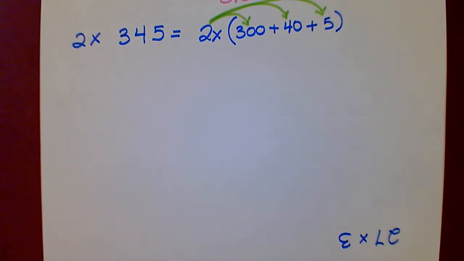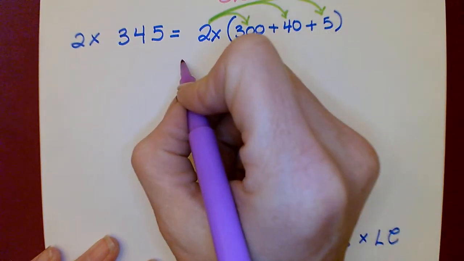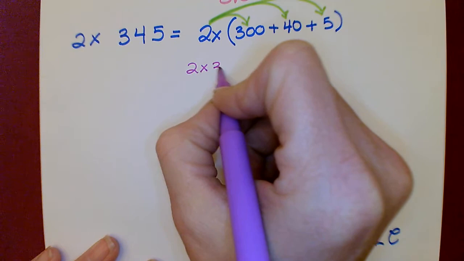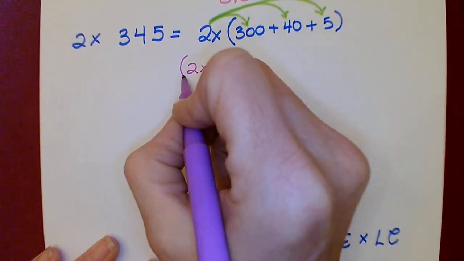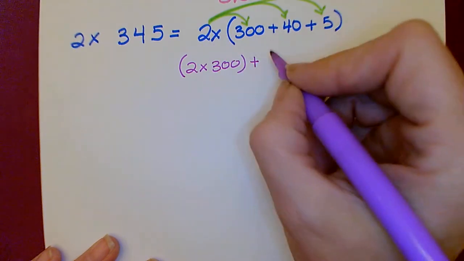All right, so we have to do all 3 steps there. I wonder if I have a better purple marker for us to use. Here, let's try this one. All right, so 2 times 300 is the first part. That's what we're doing first. Plus, don't lose that plus, 2 times 40.